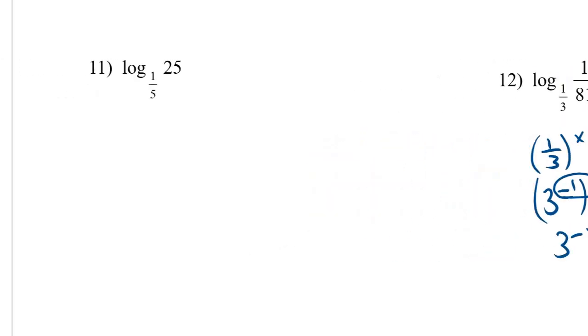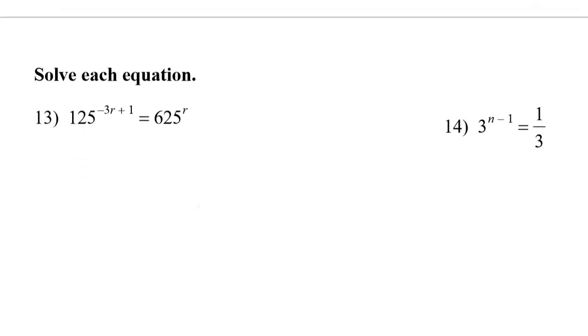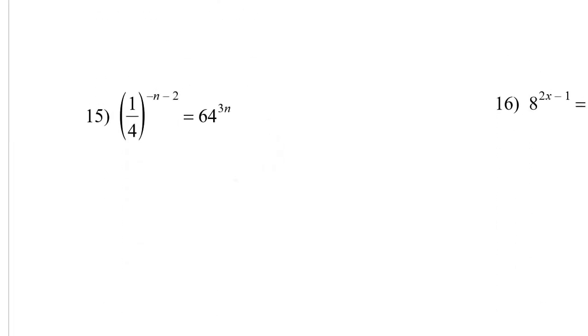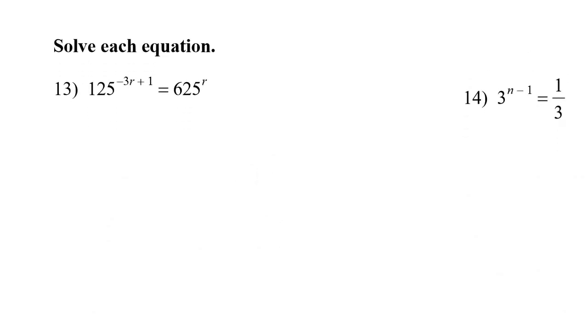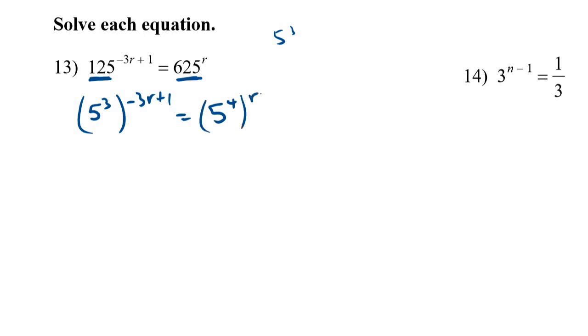All right. Now we get to a little bit more challenging ones like these. Let's go to number 15. Well, I'm going to do the odd numbers on this left side for you to see the ones that are more challenging. I'll do all the odd numbers for you, okay? Here is 125. I know it has to be 5 to the power of 3. So it's 5 to the power of 3 to the power of negative 3r plus 1. Now 625 is really 5 to the power of 4 to the power of r.